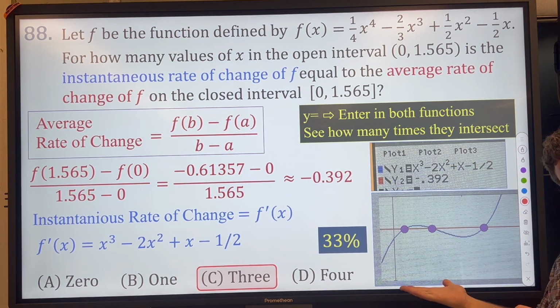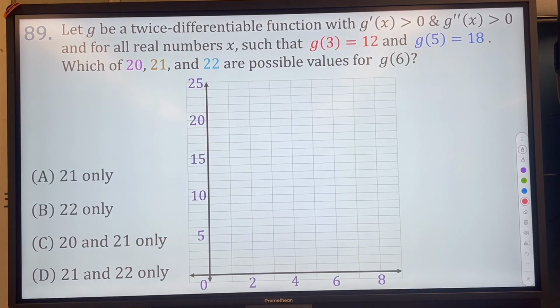All right, 2 more. Let g be a twice differentiable function with g prime of x greater than 0 and g double prime of x greater than 0 for all real numbers, such that g of 3 is 12 and g of 5 is 18. Which of 20, 21, and 22 are possible values of g of 4?